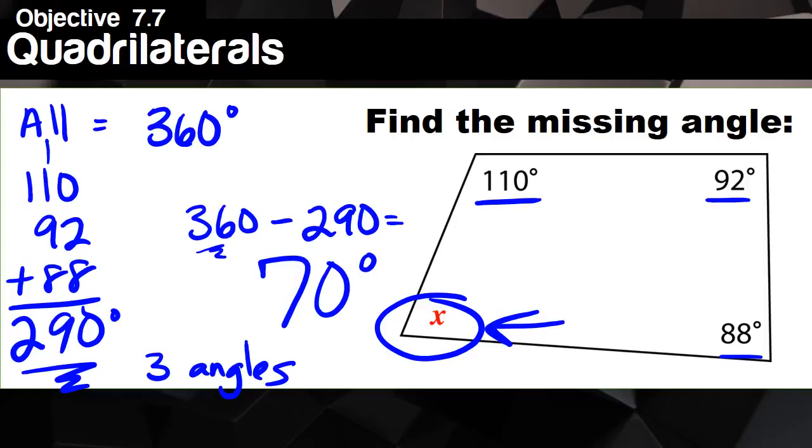And so the steps to find the missing angle again are you're going to add up the 3 angles that you know. Then you're going to subtract it from 360 to get your missing angle.